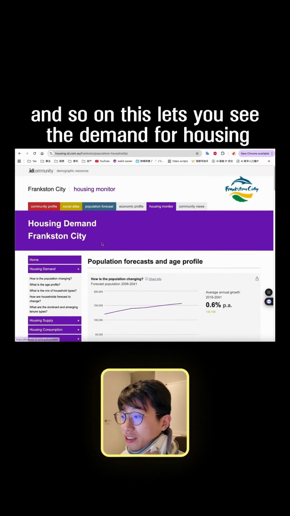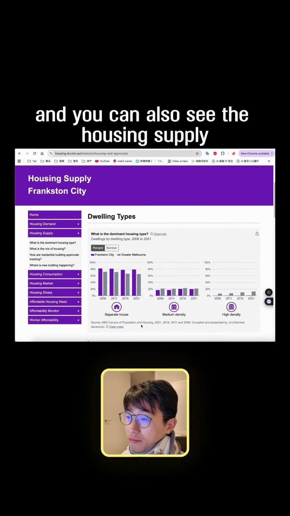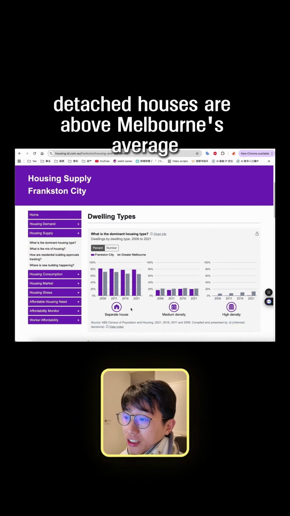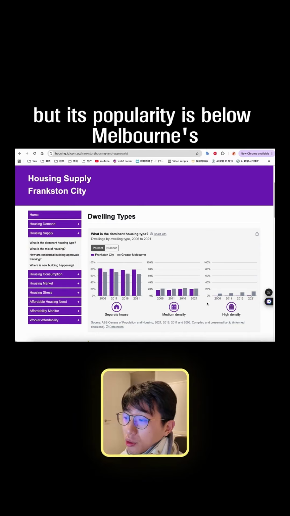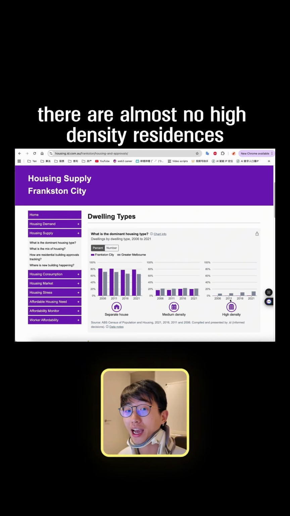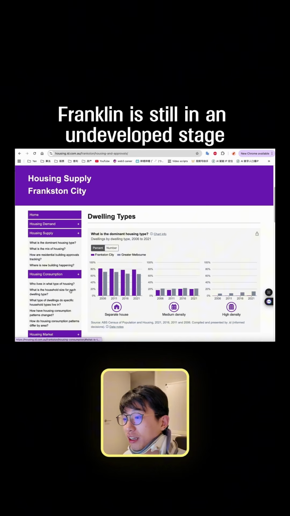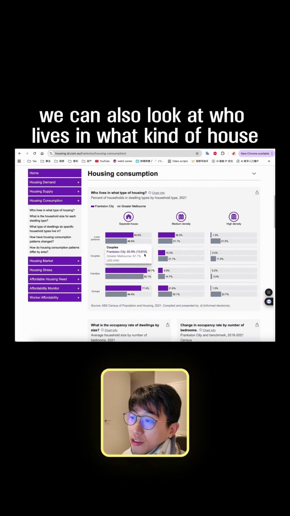This lets you see the demand for housing. Look, every year there is steady growth, and you can also see the housing supply. Compared to the whole of Melbourne, Frankston's detached houses are above Melbourne's average, but its popularity is below Melbourne's. As for the overall market, there are almost no high-density residences, which is what that implies. Frankston is still in an undeveloped stage. We can also look at who lives in what kind of house.